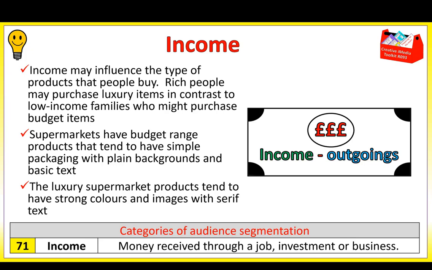So for example, some people might have a job on minimum wage, but they might rent out houses or have stocks and shares, so they might have more disposable income. Somebody might earn a lot of money, but have lots of children who cost a lot of money, so they might have less disposable money to buy things. So the luxury supermarkets tend to have strong colours and images with a serif text because they are promoting more of a luxury brand. So when we're looking at supermarkets, who's likely to buy luxury products, who's likely to buy budget products? All considerations of income.